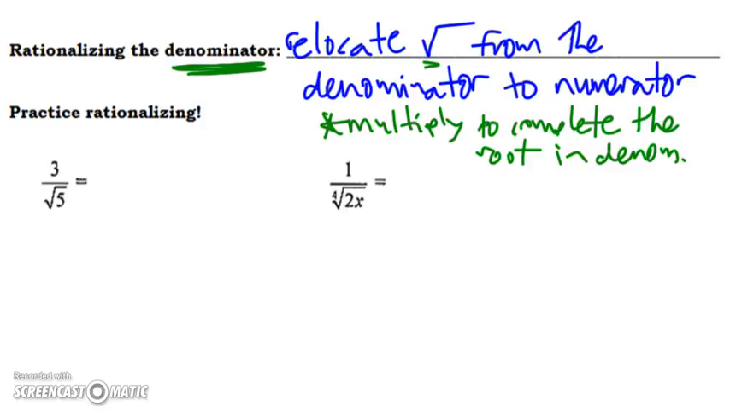And so we look at the first example here. We have the square root of 5 in the denominator. We want to get rid of the square root of 5. So that means we need another square root of 5 in the denominator. So I'm going to multiply the bottom by the square root of 5. Whatever I do to the bottom, I need to do to the top.